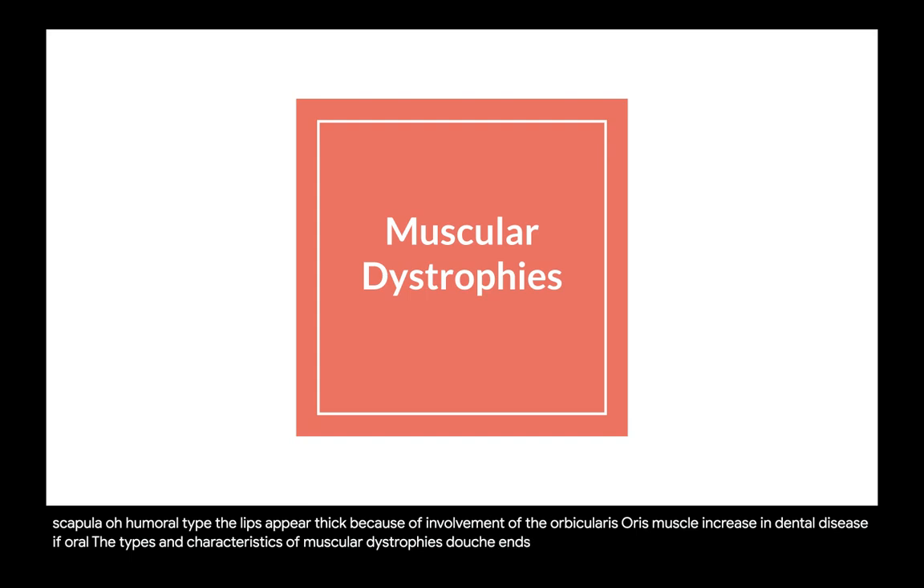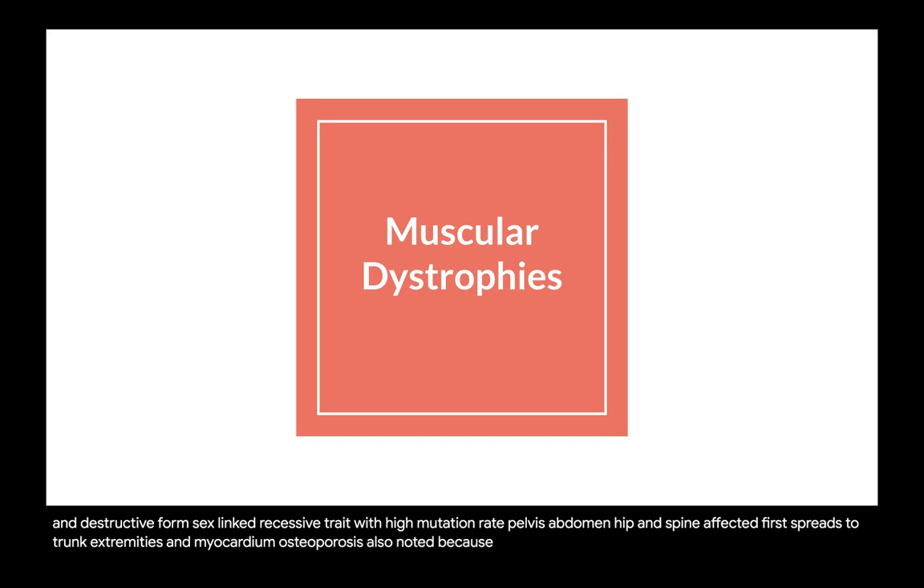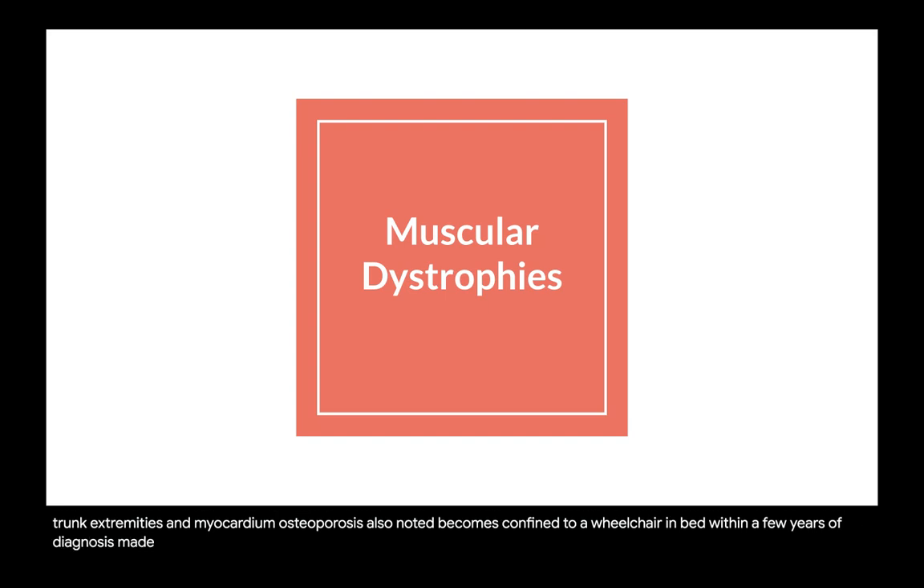Duchenne's mainly affects boys, occurs before age 10. Most severe and destructive form. Sex-linked recessive trait with high mutation rate. Pelvis, abdomen, hip, and spine affected first. Spreads to trunk, extremities, and myocardium. Osteoporosis also noted. Becomes confined to wheelchair or bed within a few years of diagnosis. May develop scoliosis, obesity, and cardiopulmonary problems. Death usually occurs during adolescence.